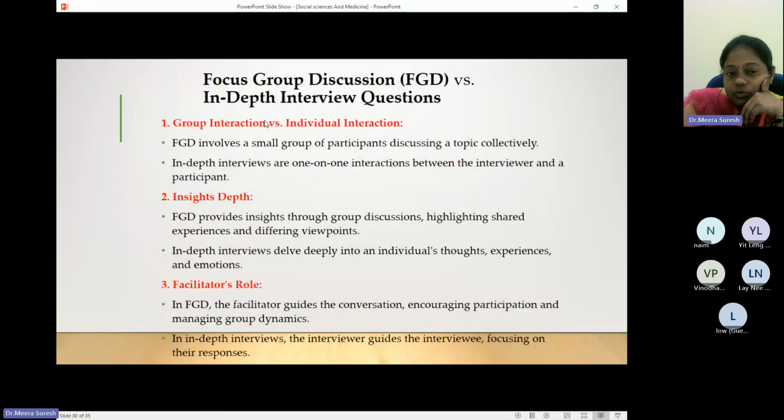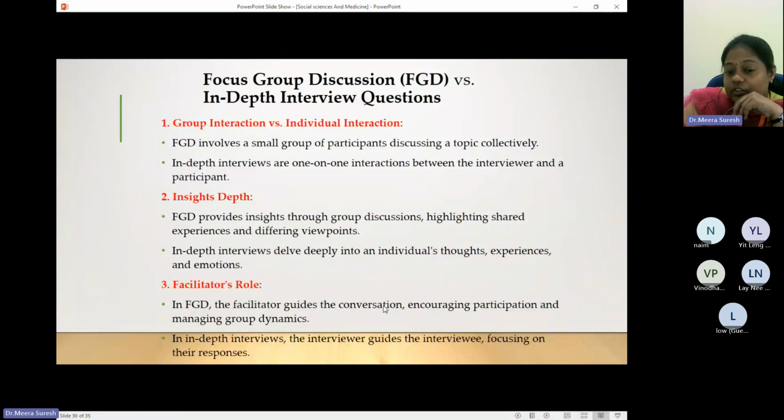In focus group discussion versus in-depth interview questions, one is group interaction and the other is individual interaction. That is one-on-one, you and the other person. In FGD, it is about the group, highlighting shared experiences and differing viewpoints. But in in-depth interviews, it is going deeply into the thoughts, experiences, and emotions.